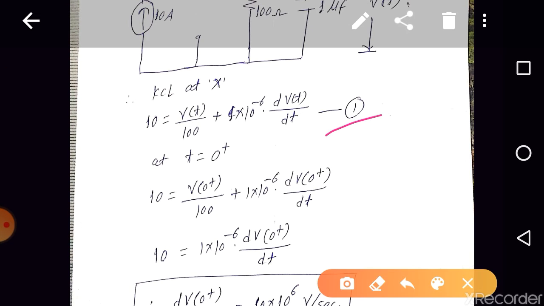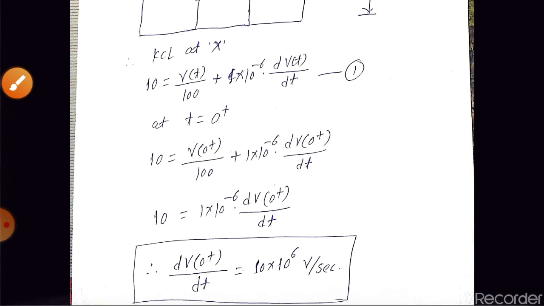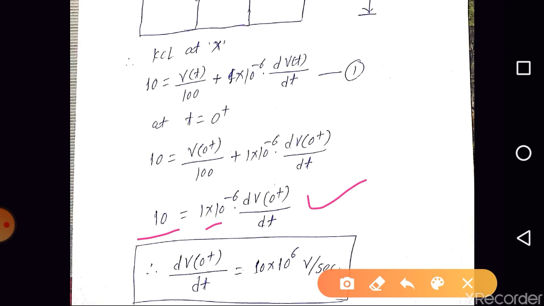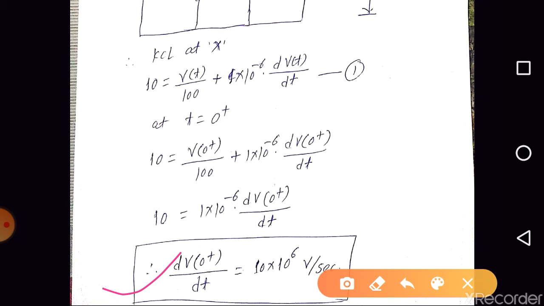Okay, so at t equal to 0 plus, we can write this equation as 10 is equal to V of 0 plus by 100 plus 1 into 10 to the power minus 6 into dV by dt of 0 plus, right? Since V of 0 plus is 0, 10 is equal to 1 into 10 to the power minus 6 into dV by dt of 0 plus. So we find dV by dt of 0 plus is equal to 10 into 10 to the power 6, right? But what is the unit of dV by dt? It is volt per second, right? dV means change in the voltage, dt means change in the time.